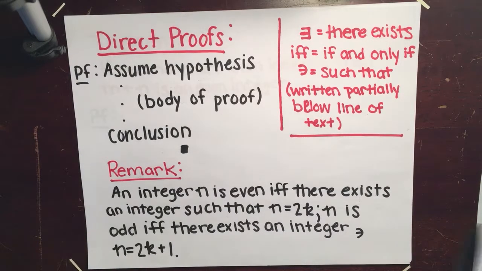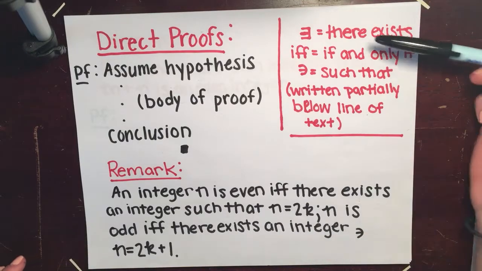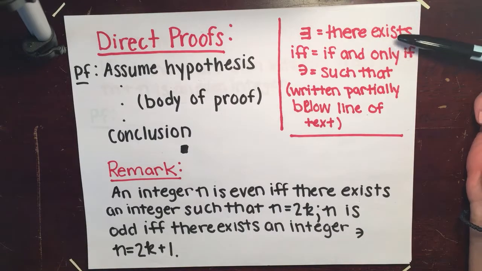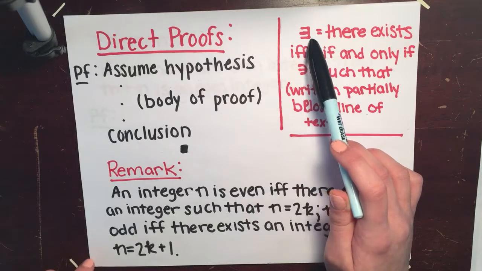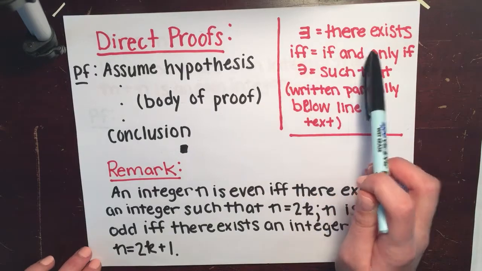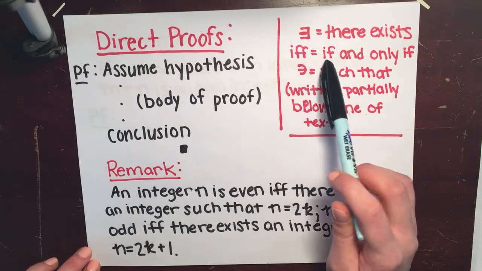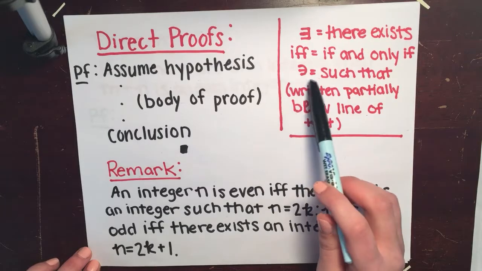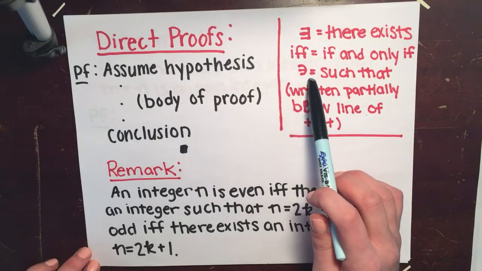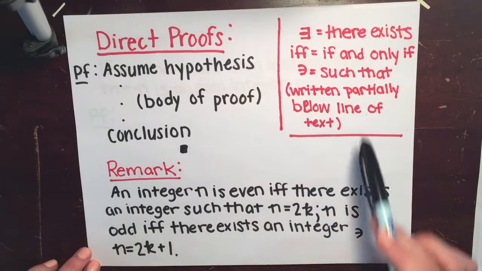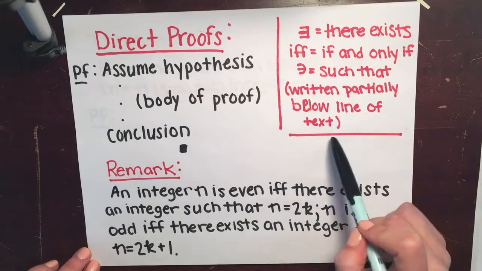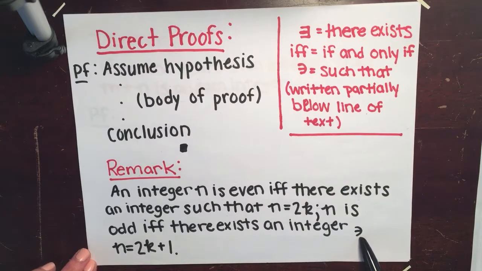Before I go over this, I'm going to go over some mathematical symbols that are often used in math proofs. This backwards capitalized E means there exists. IFF means if and only if. And this weird looking E means such that, and it's usually written partially below the line of the text, like I did here.